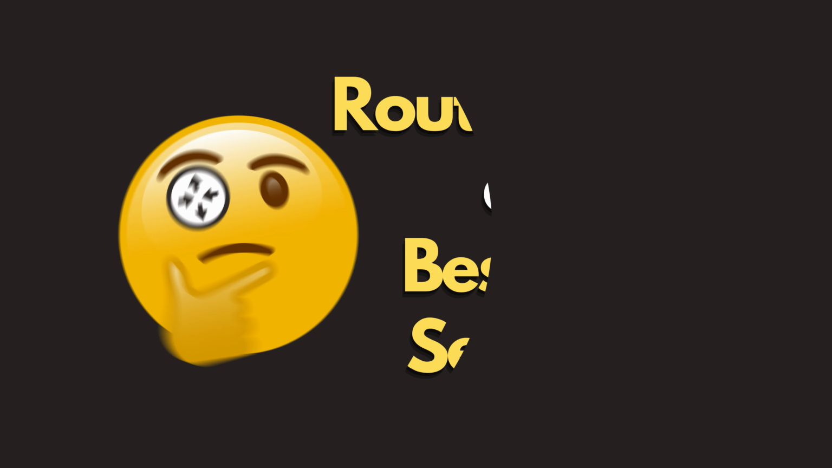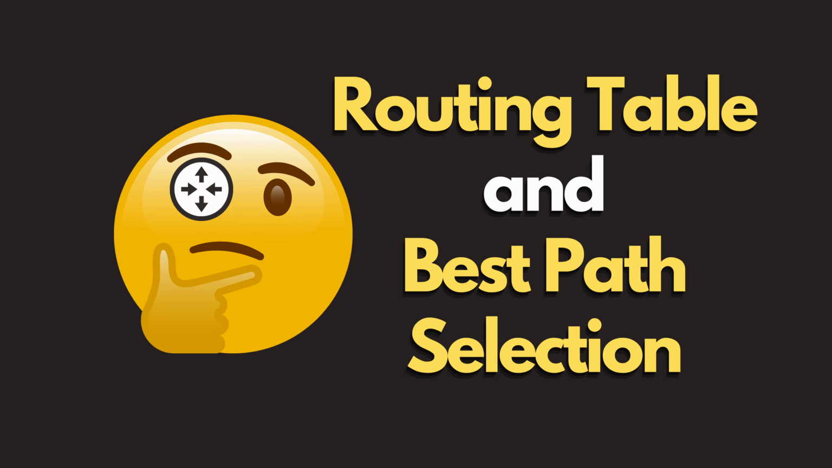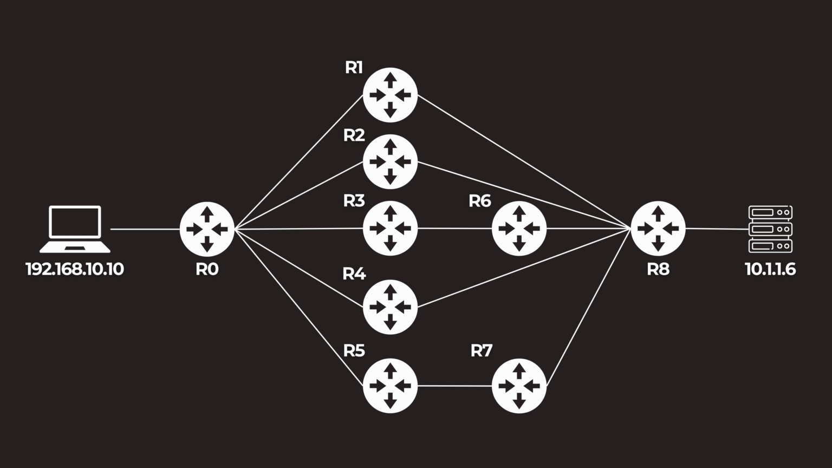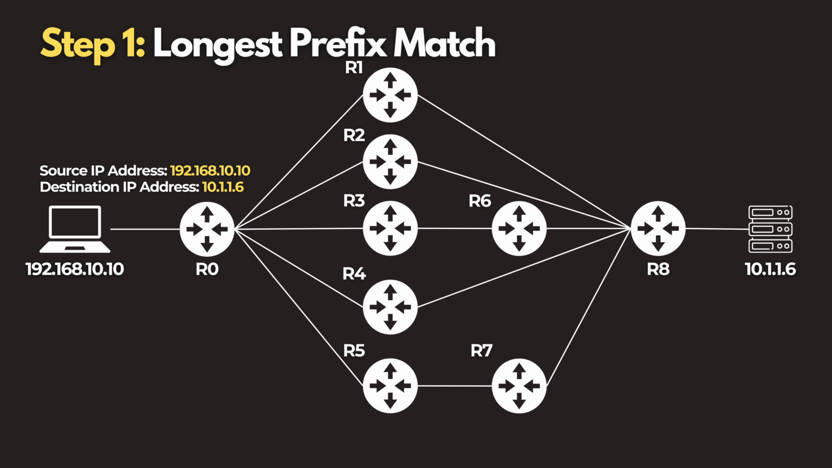destination? Today, I'll show you the exact 3-step process every router runs through every single time. We'll use this topology and focus on the router that has received a packet destined to 10.1.1.6. So let's dive in. Step 1.